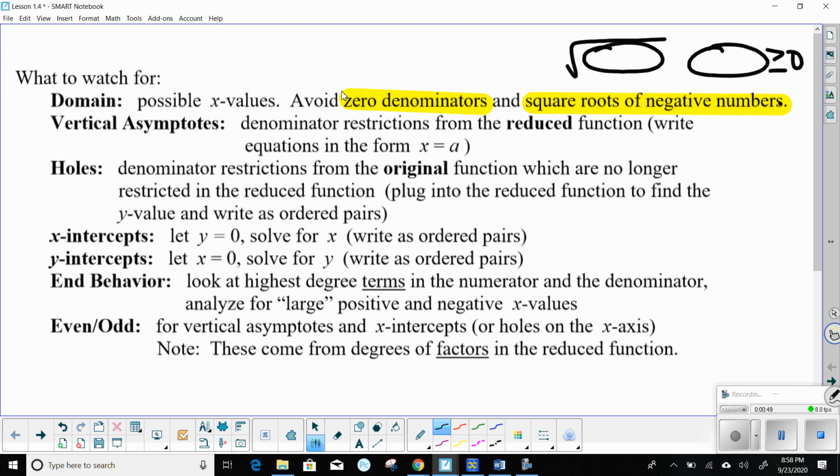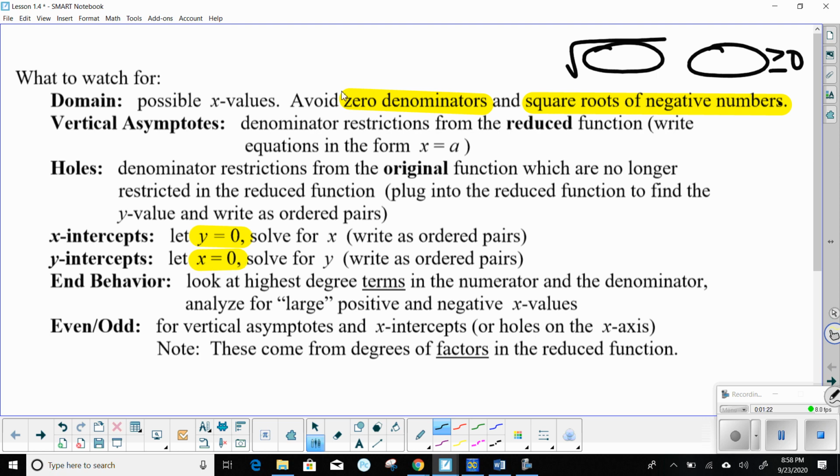We've done a lot with vertical asymptotes. There's a vertical asymptote if you reduce it and you still get a 0 in the denominator. Then that means that you have a vertical asymptote. A hole is when in the original function, x cannot equal something, but after you reduce it, there's no longer a restriction. So basically the factor reduces out. I'll show you some examples of that. To find an x-intercept, you plug 0 in for y. To find a y-intercept, you plug 0 in for x and solve.